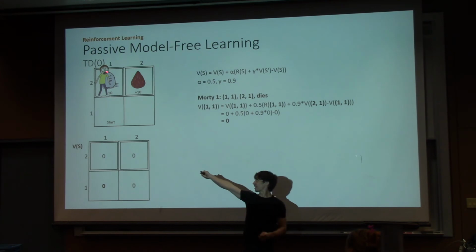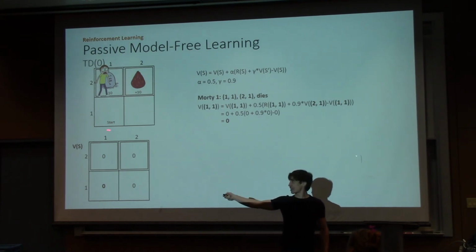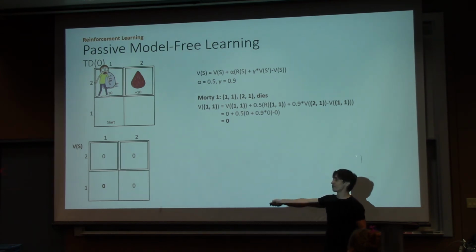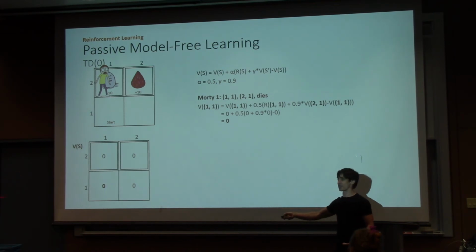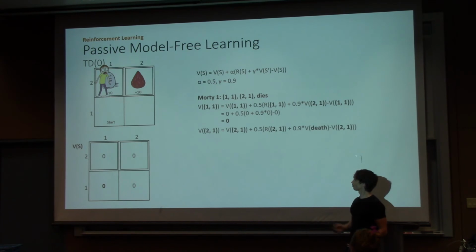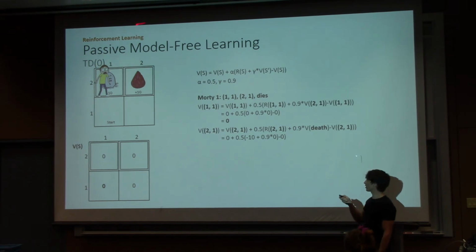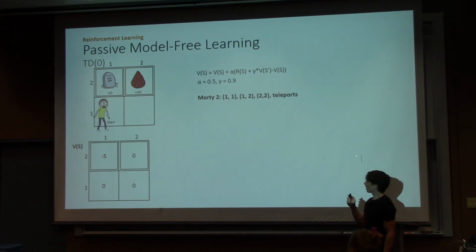So if he were to not die here, and he were to end up back in state 1-1, he would now have new information about that state, even though his run through this world hasn't ended yet. So again, V21 to death, we'll do the same thing, plug the numbers into the equation, get a value, and die. So now 2-1 gets updated with -5.